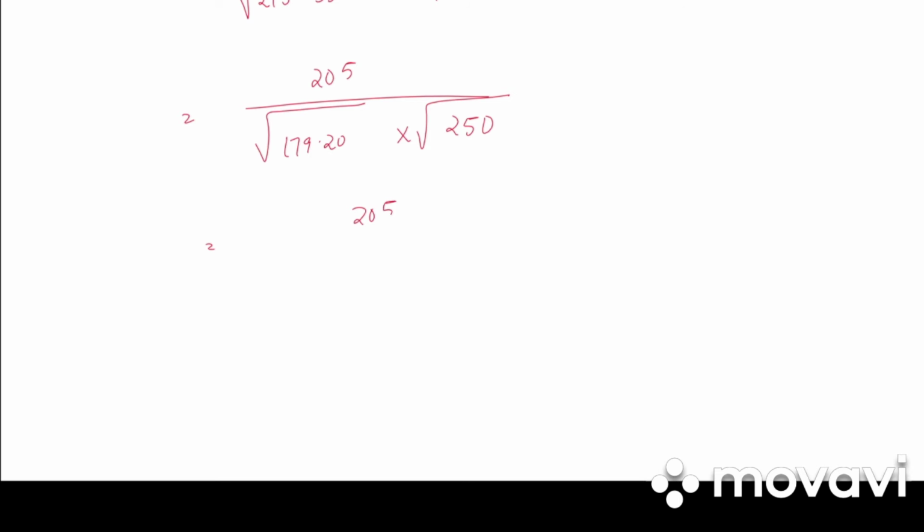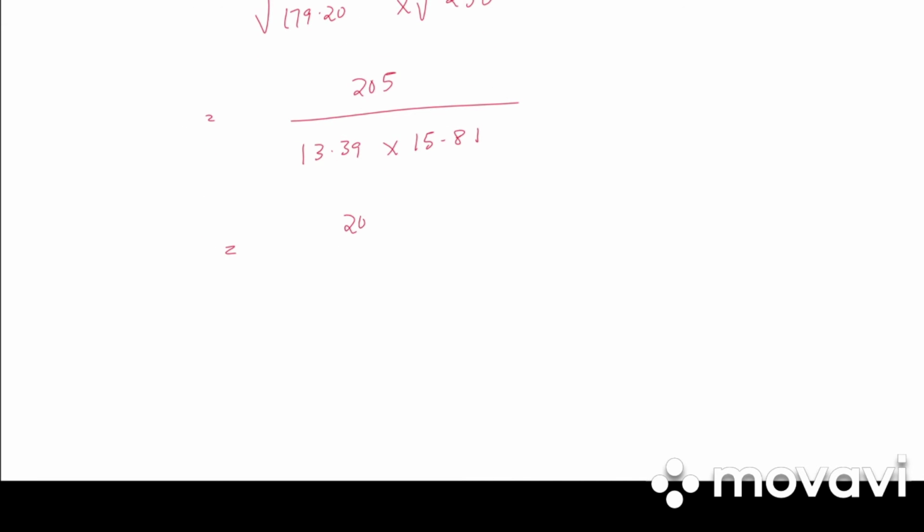So it is 205. What is the square root of 179.2? 13.39, into 15.81 for the square root of 250, is 211.70. So 205 divided by 211.70 is 0.97. So write down the conclusion. As r is plus 0.97, there is a situation of high degree of positive correlation.